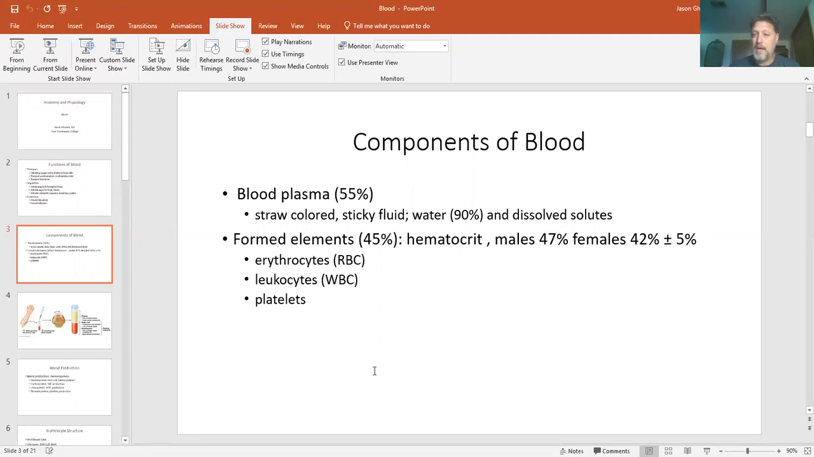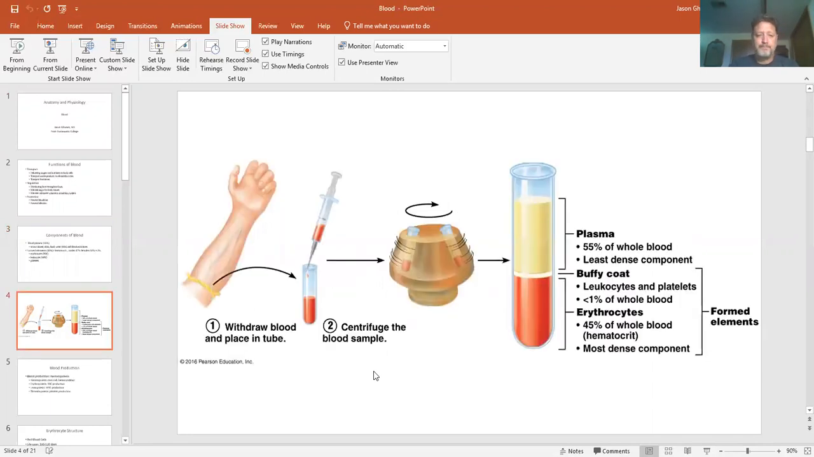This is called the hematocrit. So anytime you're in a medical setting and they talk about hematocrit, they're talking about the formed elements of the blood. Mainly the erythrocytes, but it's still the formed elements. And the erythrocytes are the red blood cells, the leukocytes are the white blood cells, and platelets, which are formed from thrombocytes. But those three things make up the formed elements of blood.